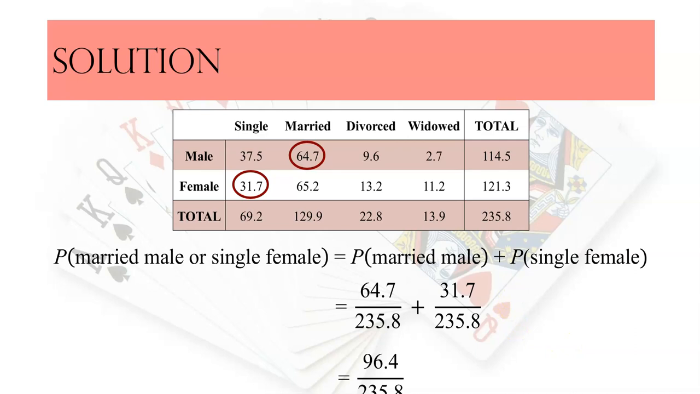64.7 plus 31.7 gave me 96.4 over 235.8. And then since I don't like to have probabilities that use decimal and fraction form at the same time, I divided this all the way through to get decimal form, which gave me about 0.4088. In percent form, that's about 41%.